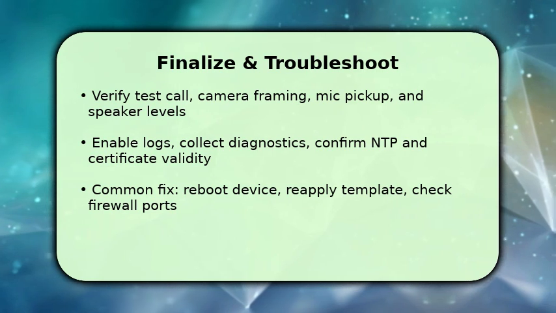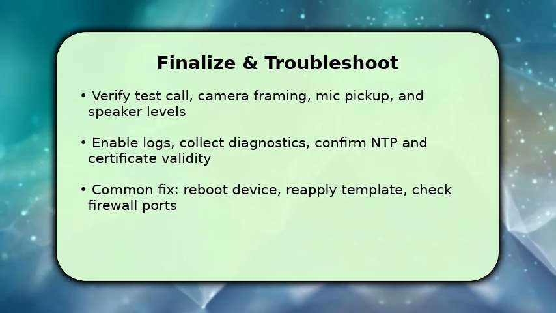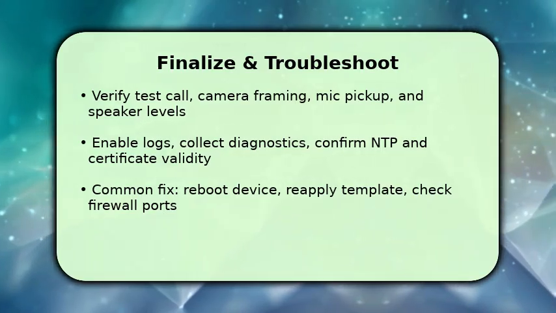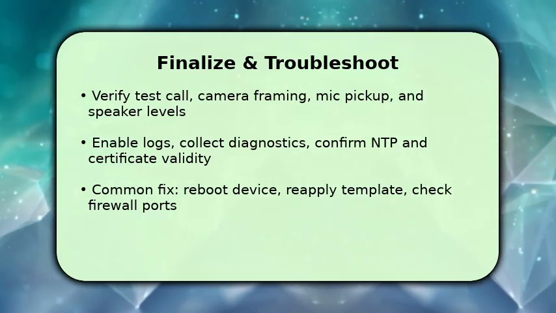If things go wrong, reboot the Room Kit, reapply the Control Hub template, and verify firewall ports for SIP/HTTPS are open. This single troubleshooting loop resolves most issues.